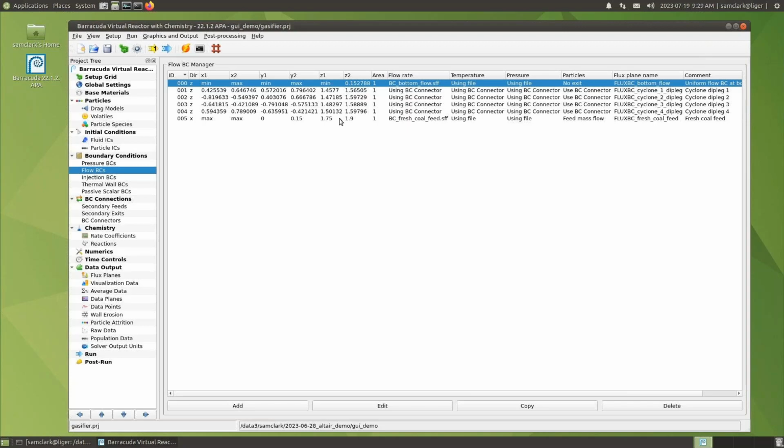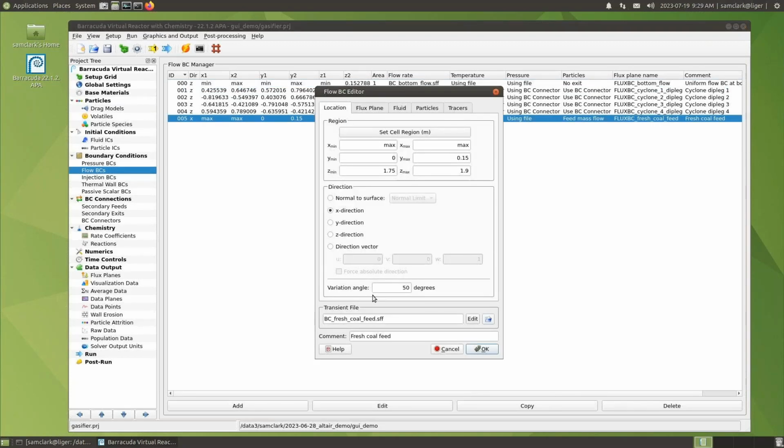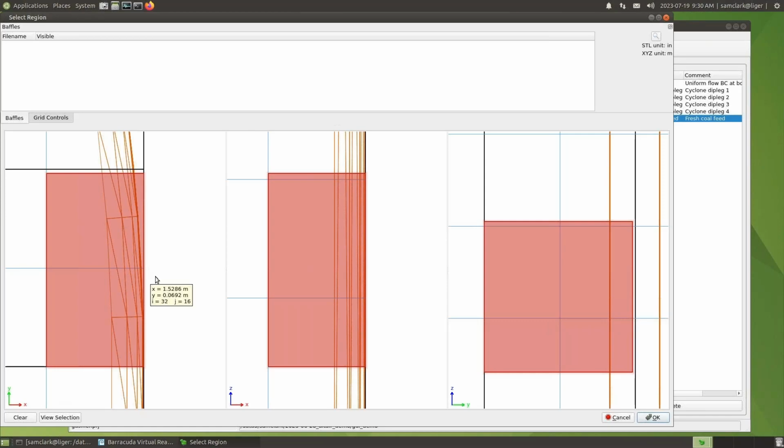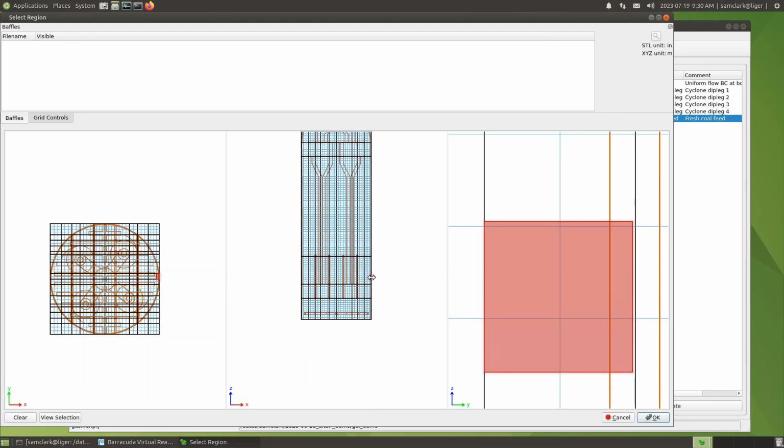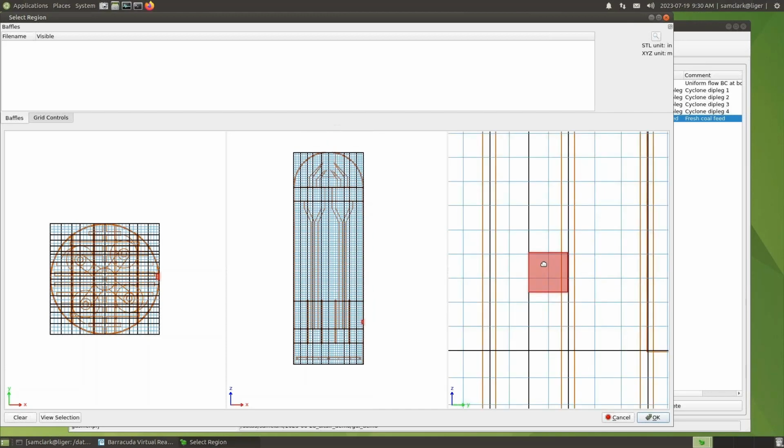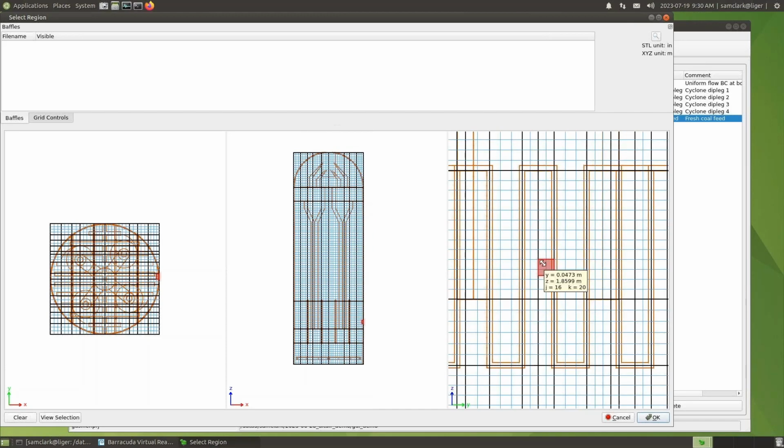Here, we'll open up one of these just to show you what this interface looks like. This is pretty typical for all of the different kinds of boundary conditions in Barracuda. Usually you'll set some sort of spatial region. In this case, this is where our fresh coal is being fed into this system. You can specify it graphically, or if you know the exact location, you can type that into the interface as well.